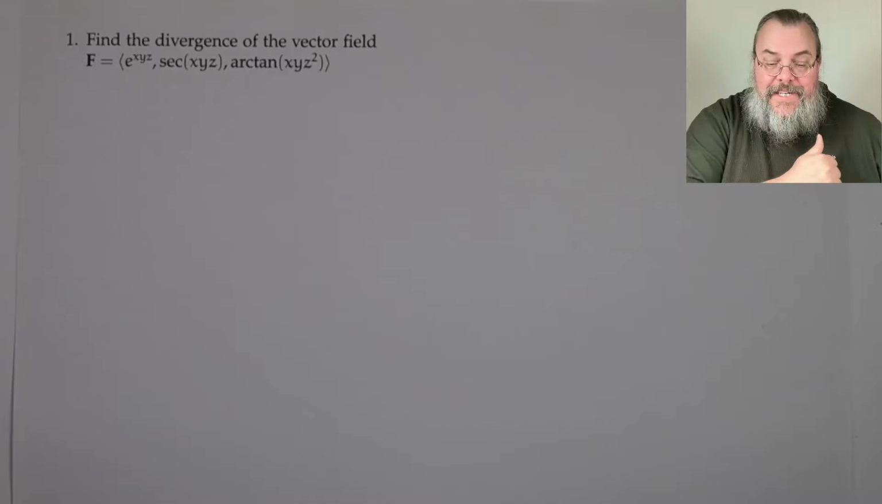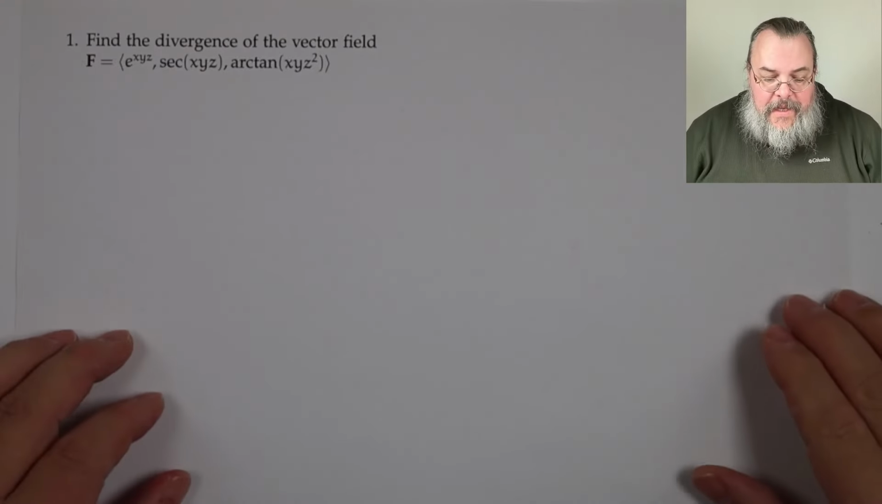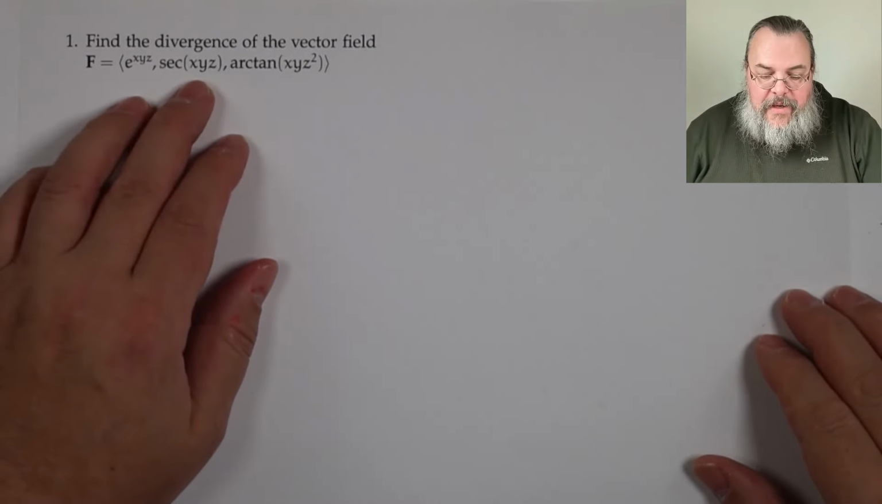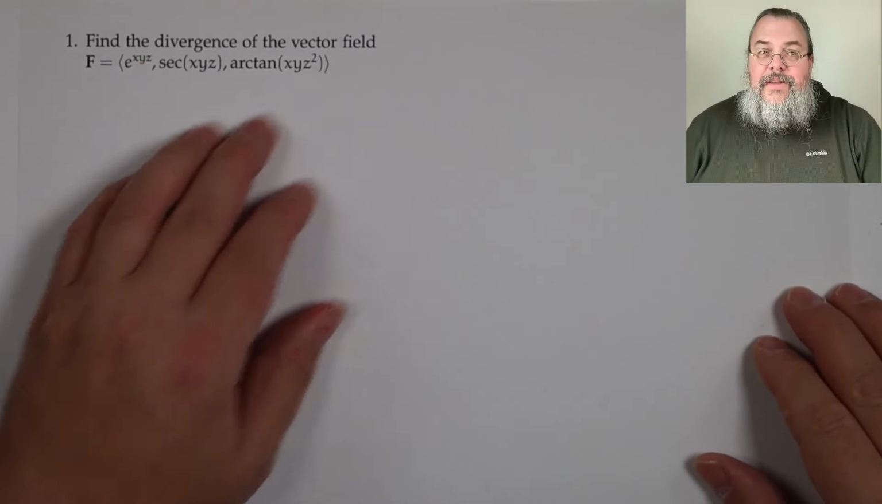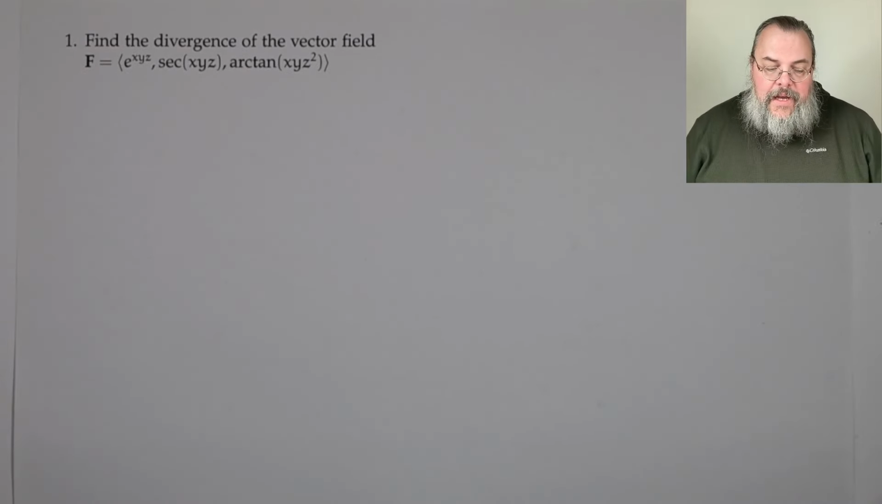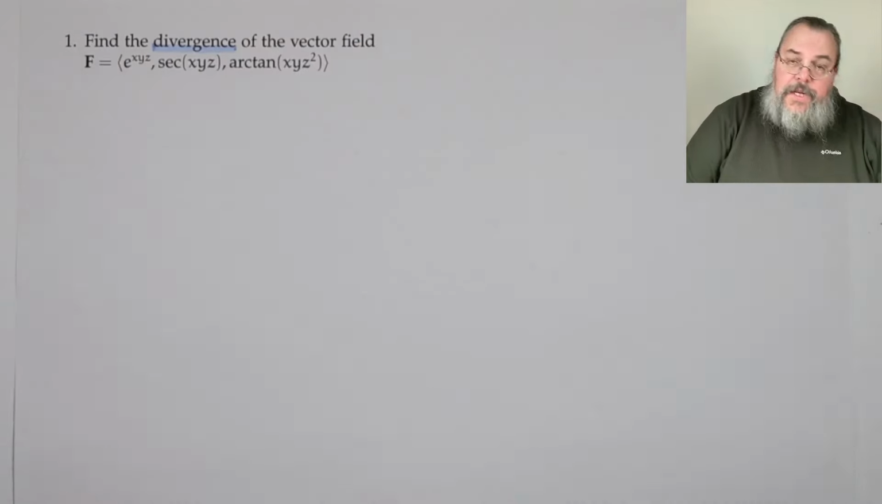Let's get going. Number 1. Find the divergence of the vector field F equals e to the xyz, secant of xyz, arctangent xyz squared. Boy, they really love throwing xyz's around. Now, this is the fun one. I like divergence. It's fairly straightforward. Okay, so what do we do?